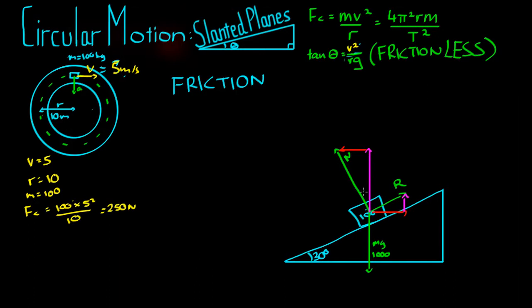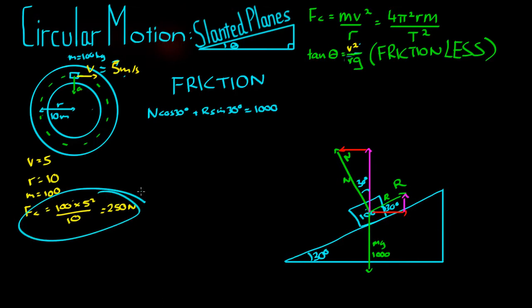So this angle here is 30 degrees. This angle here is the same as this angle, that's also 30 degrees. So N, remembering this length here is N, and this length here is R: N cos 30 degrees plus R sine 30 degrees is equal to 1,000. Let's leave that for now.